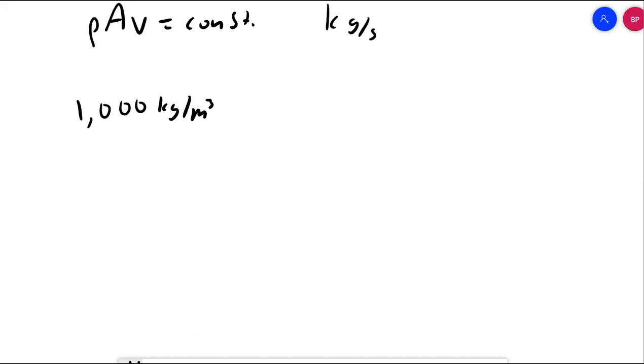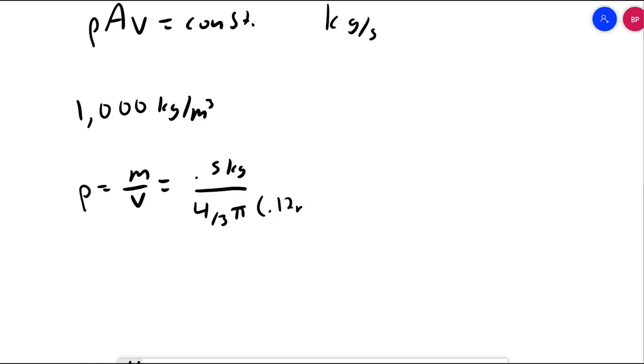We know that density is given by mass over volume. We know our mass, it's 0.5 kilograms. And it's a sphere, so the volume is 4/3 pi r cubed. Our radius was 12 centimeters. We need to convert that to meters so we can compare it with this. So in meters, that's 0.12. If you plug this into your calculator, you'll find that this density is 69.1 kilograms per meter cubed, which is obviously much less than this, which means that yes, it does float.